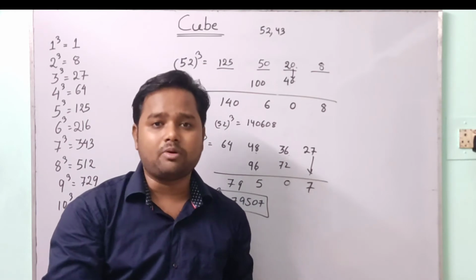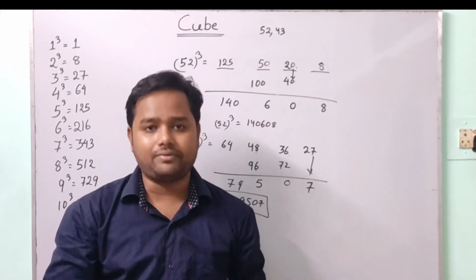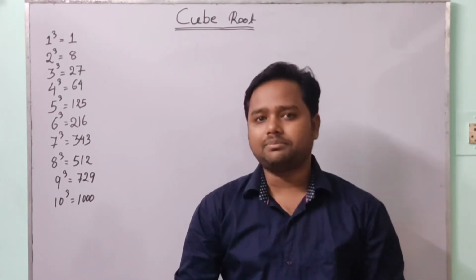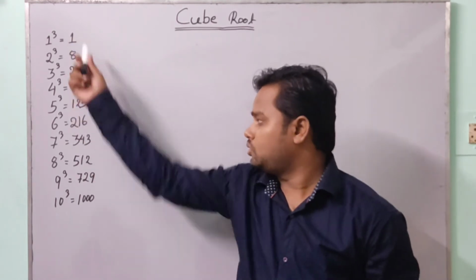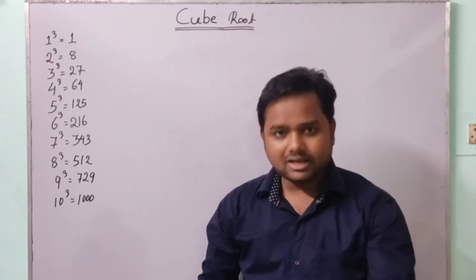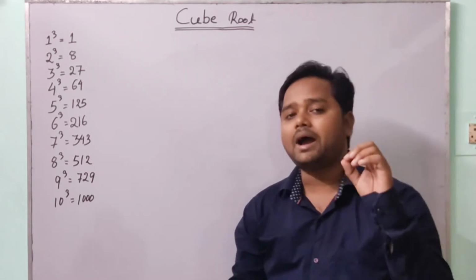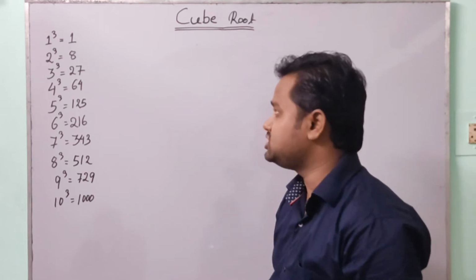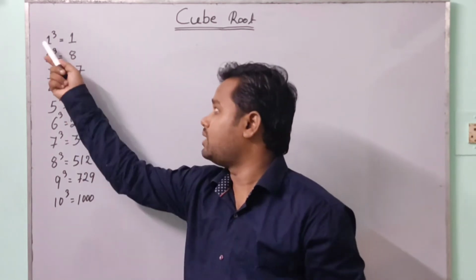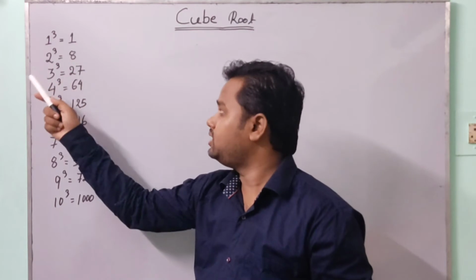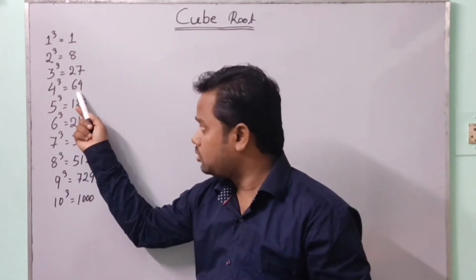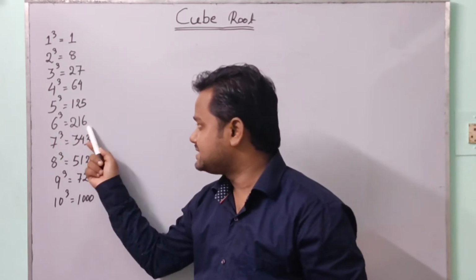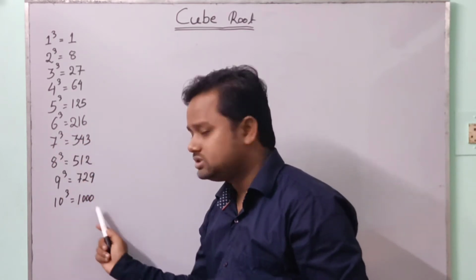Next, we will study how to find the cube root of a number. For finding the cube root of a number, first we have to remember all the cubes from 1 to 10. After remembering this, we have to get some points. Here, when the number is 1, the cube is 1. When the number is 4, the unit place of the cube is 4. 5, 5, 6, 6, 9, 9, 0, 0.